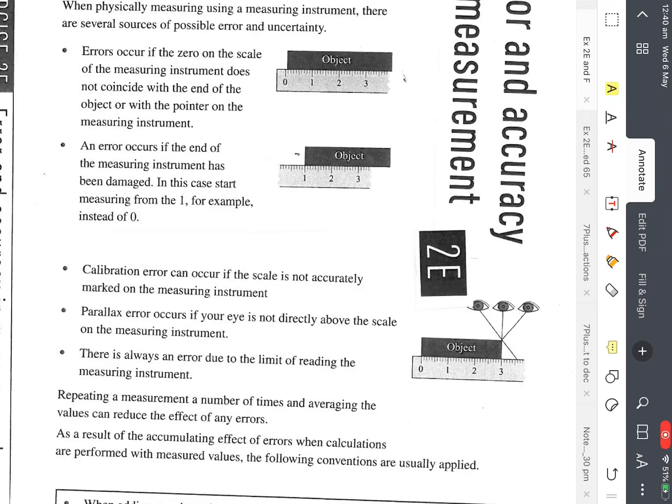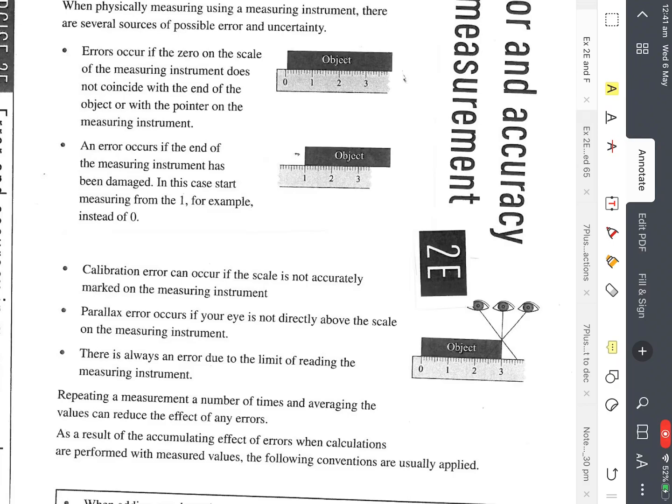Another one is called a parallax error. You may have heard of this before in science. That's when you're not looking directly in line with the particular object that you're trying to measure with your measuring instrument. You might be looking down at an angle, or you might be looking at it from the side, and it's actually making your measurement be out by a small amount. And there's always going to be some sort of error due to the limit of reading on the instrument itself. Okay, so if it's not really marked well, that's when you're going to get some sort of error because the instrument is not marked out well.